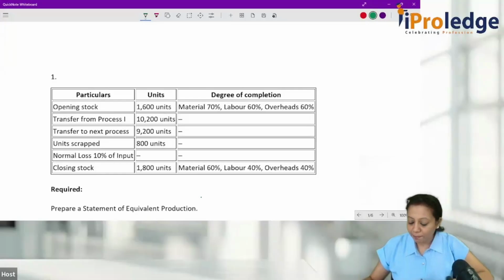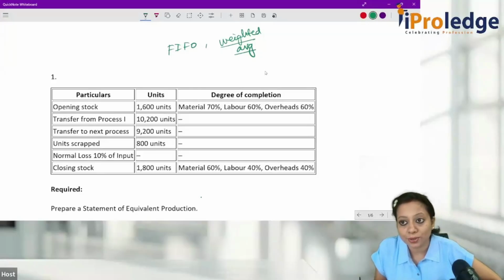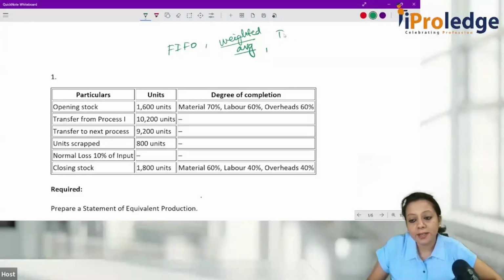In process, I have planned to do four problems. Let me tell you what they are. One is the FIFO method. One is going to be weighted average. Weighted average as such is a past exam question, and that is what I'm going to do. It's a very easy one compared to FIFO. And then I'm going to do inter-process profits.